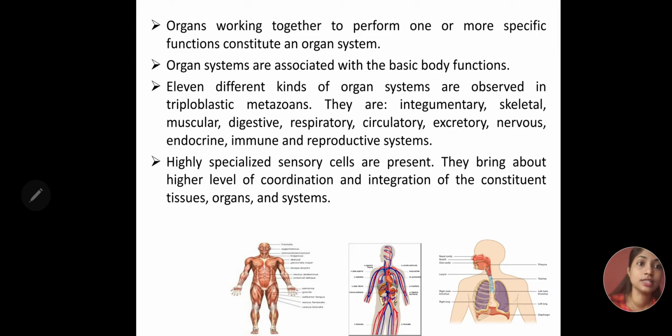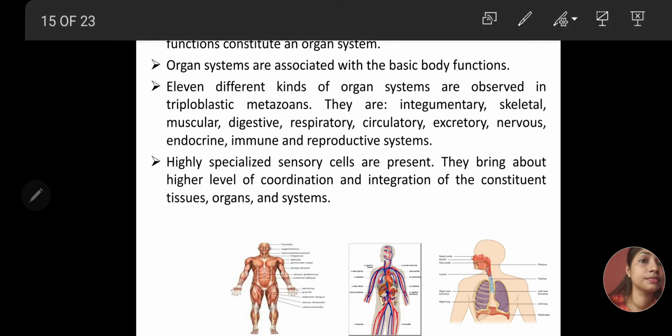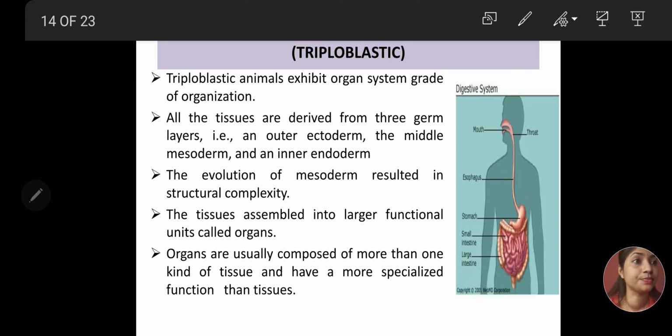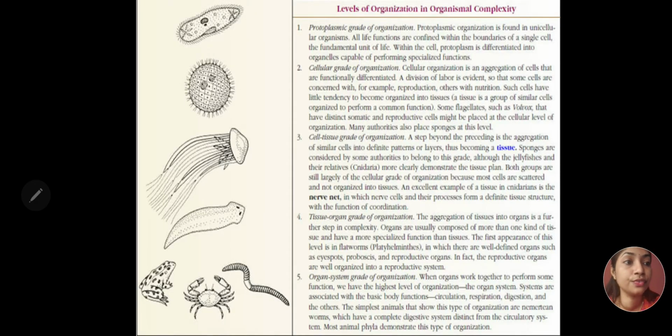Highly specialized sensory cells are present, and they bring about a higher level of coordination and integration of the constituent tissue, organs and system. So in the previous slide, I have given the example of the digestive system. Here you find within the organ system different organs, say for example, mouth, stomach, small intestine, large intestine. Several organs coordinate with each other to form an organ system known as the digestive system. Similarly, the other examples include muscular system, circulatory system, and the respiratory system. So this is what is known as organ system grade of organization.